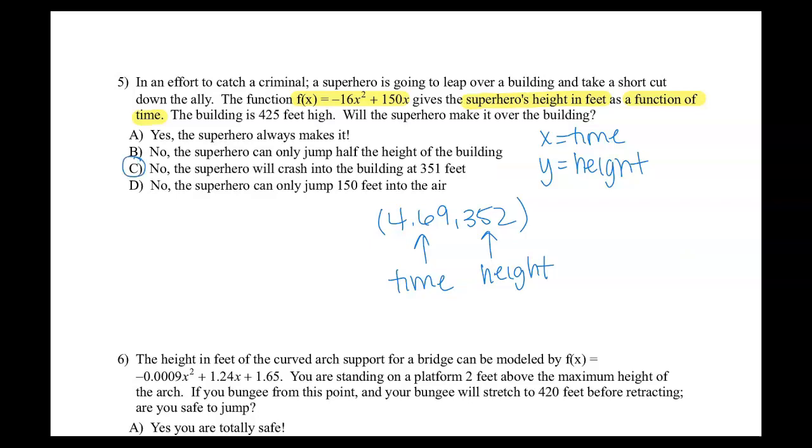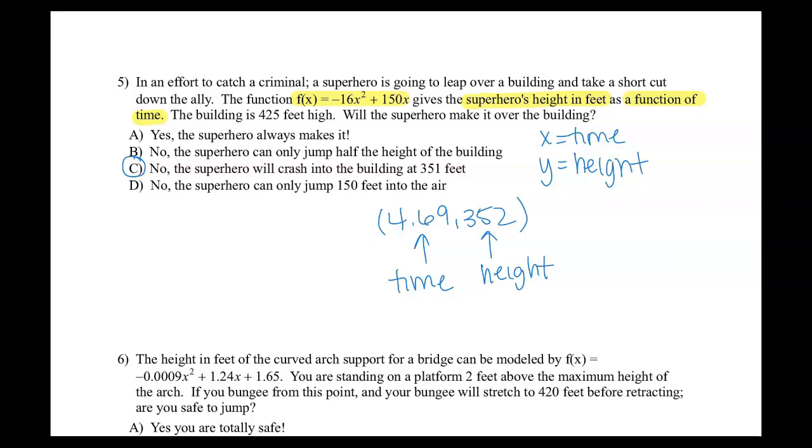Nope, unfortunately, he's going to crash into the building at 351 feet. On your calculator, it rounded up. The exact decimal is about 351.56. So if you solve this by hand, you'd get it closer to C. But honestly, I wouldn't give you guys that close of a number between 351 and 352.